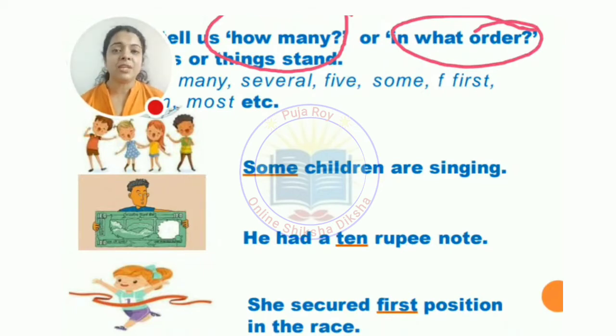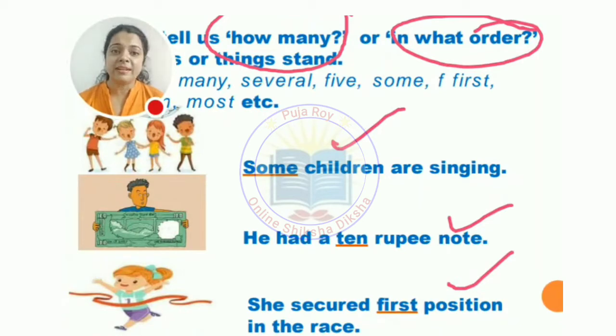So here we have the examples. Some children are singing. Children are countable, so we have applied the word some before it. Note is countable, so we have applied 10 before it. So 10 is what? How many? It is 10. Coming to the next one, that is position.